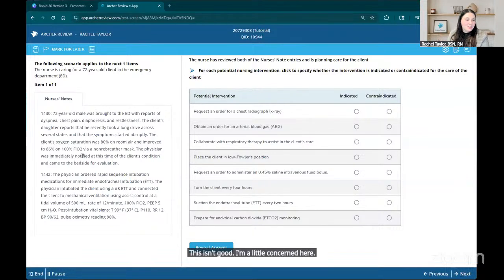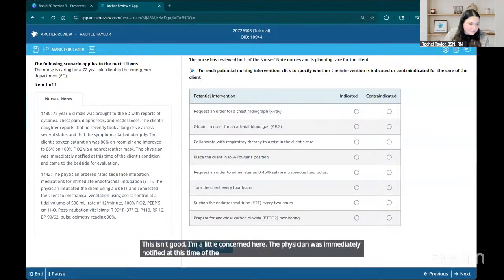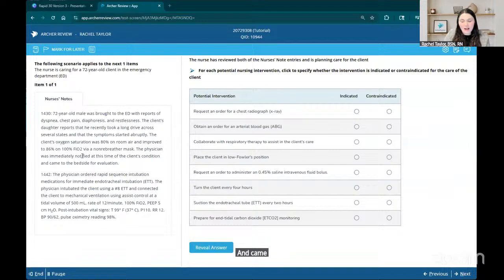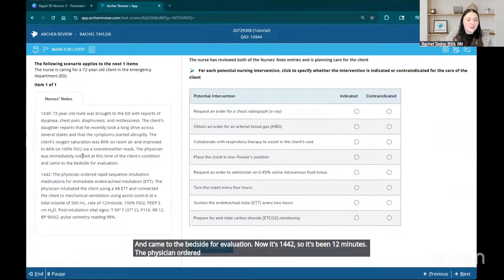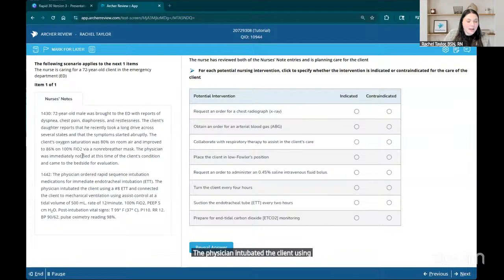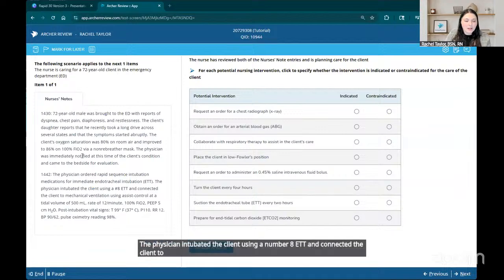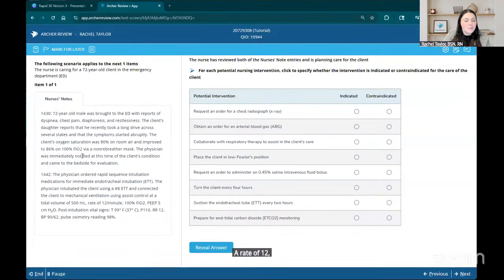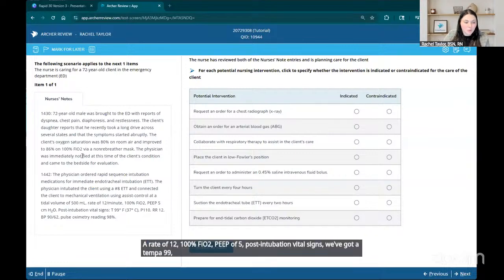The physician was immediately notified at this time of the client's condition and came to the bedside for evaluation. Now it's 14:42, so it's been 12 minutes. The physician ordered a rapid sequence intubation, medications for immediate endotracheal intubation. The physician intubated the client using a number 8 ETT and connected the client to mechanical ventilation using assist control, a tidal volume of 500 mLs, a rate of 12, 100% FiO2, PEEP of 5. Post-intubation vital signs: temp of 99, pulse 110, respiratory rate 12, BP 90/62. Pulse ox is now 98%.